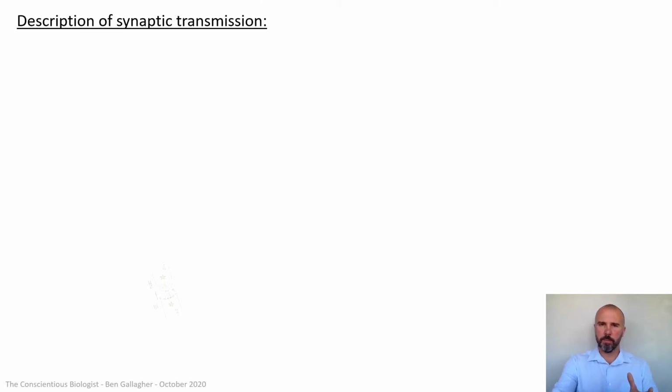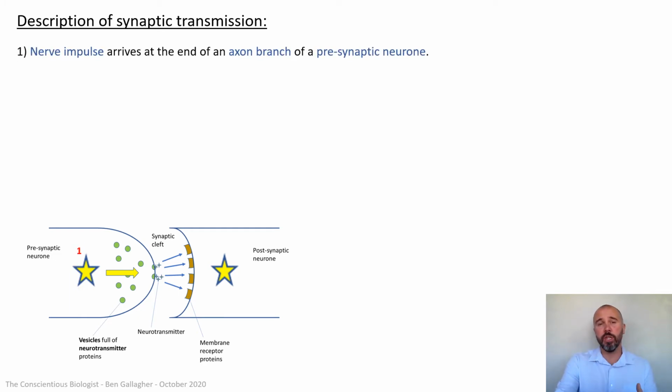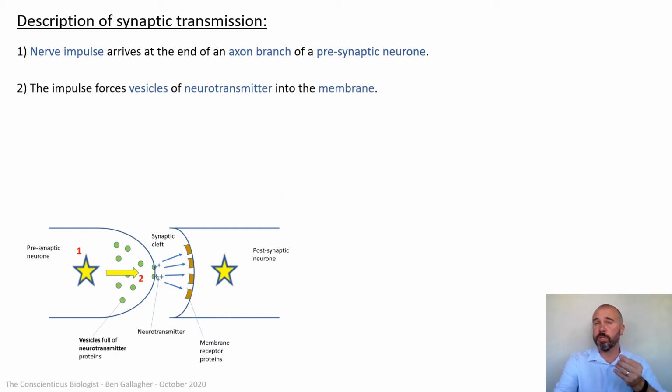Okay, so let's pull up that same diagram here just as a reference point. But what I'm going to do is put numbers onto the diagram as we go through one point at a time. So if I start over the far side there, we can say that 1, a nerve impulse arrives at the end of the axon branch of a presynaptic neuron. 2, you can see the 2 popped up on the diagram. The impulse forces vesicles, keyword, of neurotransmitter into the membrane, so it's pushing them onto the membrane of the cell.